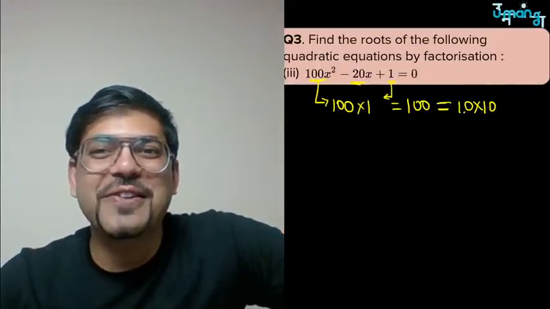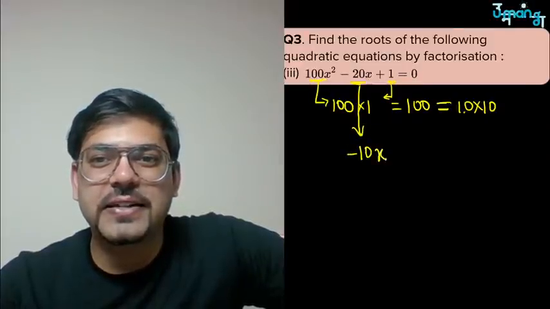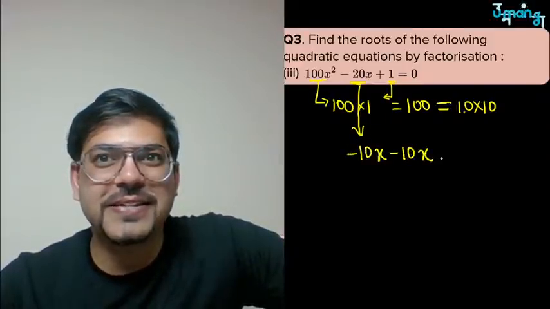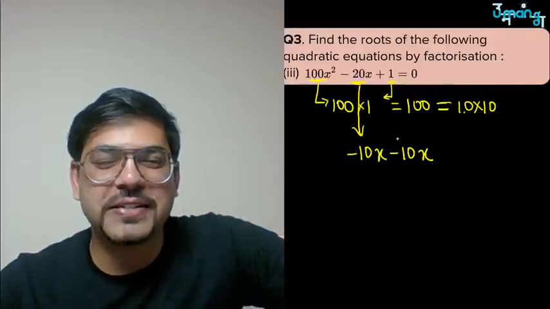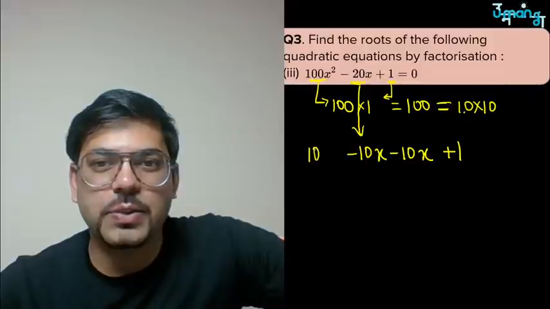And 10 and 10 will actually make minus 20. How? You can write it as minus 10x and minus 10x. Is this understood by everyone? Minus 10x and minus 10x will make minus 20x. Plus 1 is as it is and 100x square is as it is.